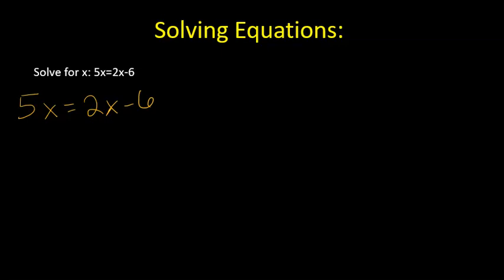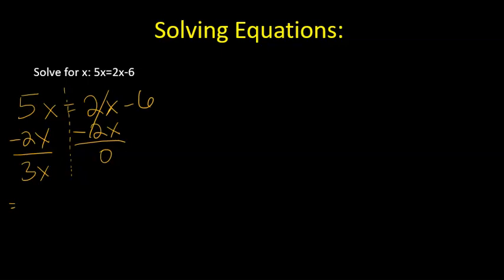So that means all the x's are going to hang out together. So how do I do that? Well, I have 2x, so I'm going to subtract it from this side. Here's our equal sign. Here's our boundary. What does it give me? Well, that gives me 0. And then 5 minus 2 gives me 3x. So let's bring it all down.